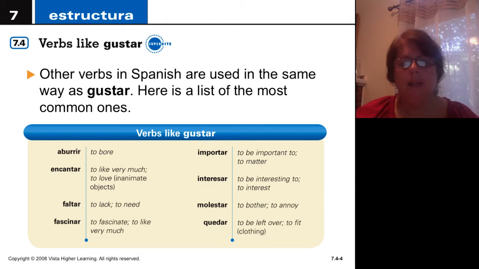Other verbs in Spanish are used in the same way as gustar. Here's a list of the most common ones. So you're going to repeat them after me, then you're going to pause the video and write both the Spanish and the English into your notes.